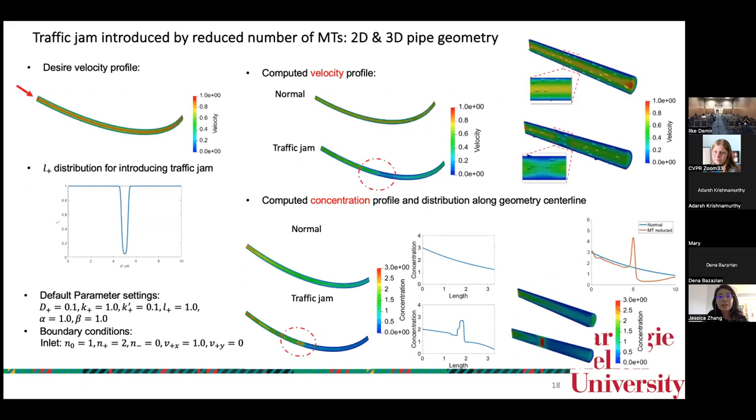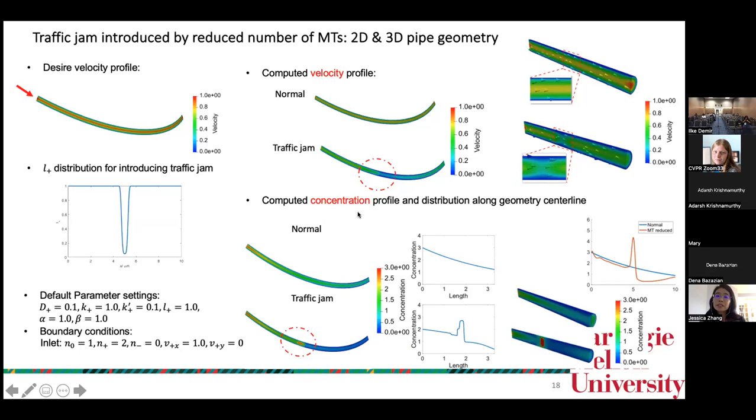So then the following, we tested those ideas in the single pipe. For this pipe, to introduce the traffic jam from the reduced microtubules, we give R plus a drop here. And then comparing with the normal transport velocity, you can see here there is a blocking. The velocity slowed down in the magnitude, but the direction doesn't change, if you see the 3D arrow directions.